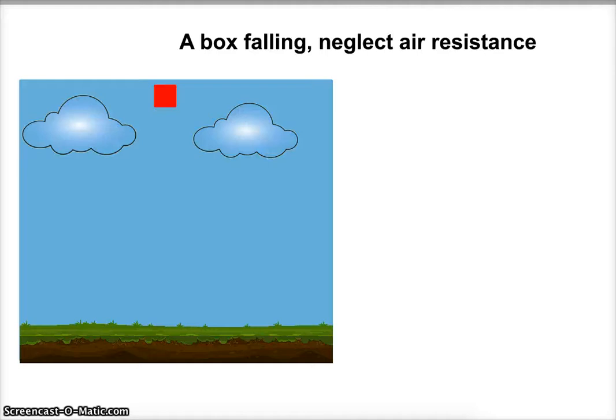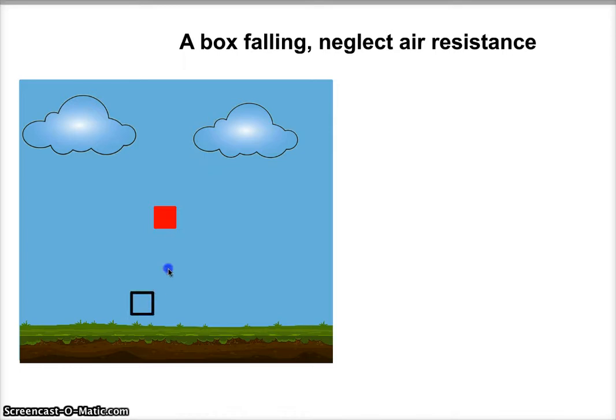All right, so next what we're going to do is learn how to make these free body diagrams. So in this first situation, we have a box falling, and we're going to do something called neglect air resistance. So we have this box, and it's going to be falling to the ground. And in this case, because it's falling under the force of gravity, it's going to get faster and faster and faster. So it's accelerating. So we want to show that.